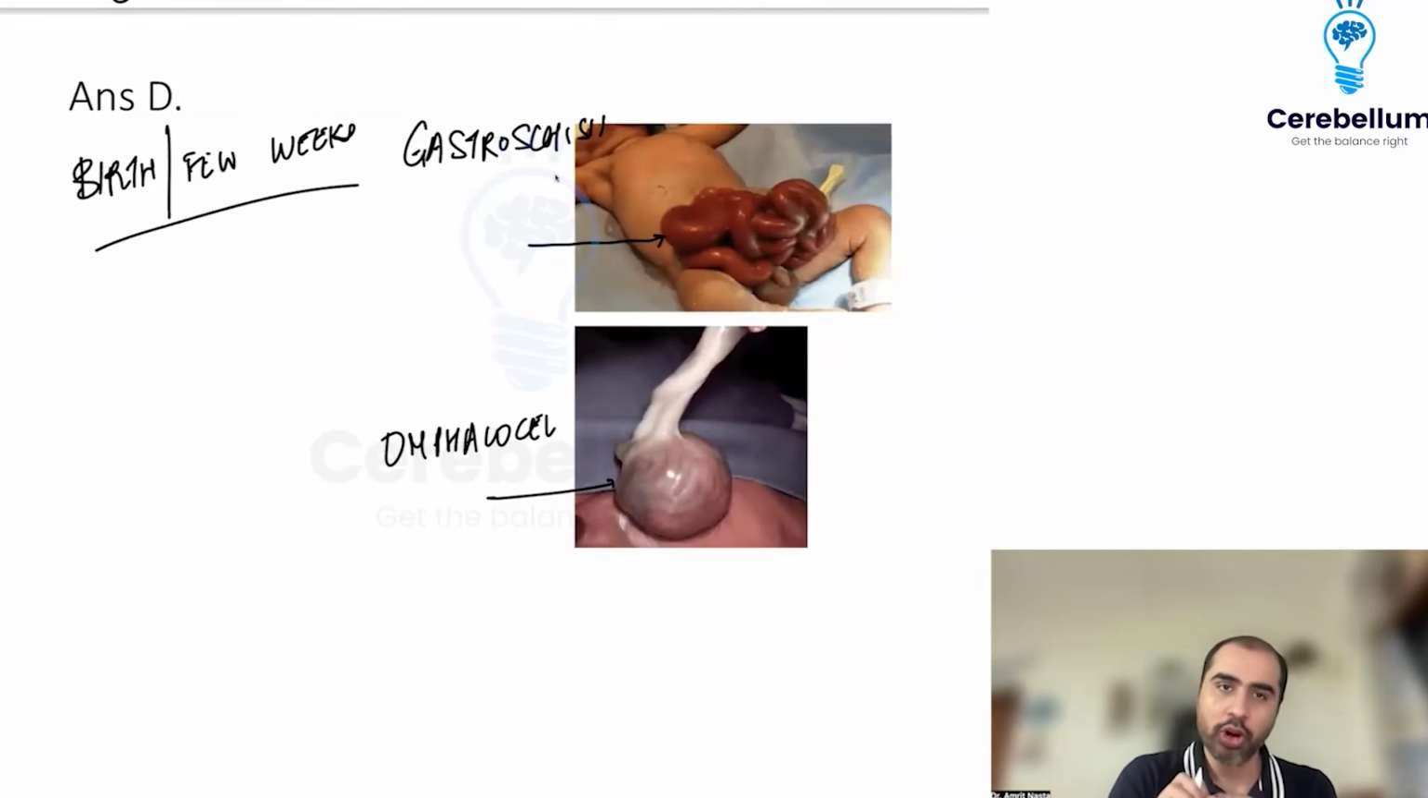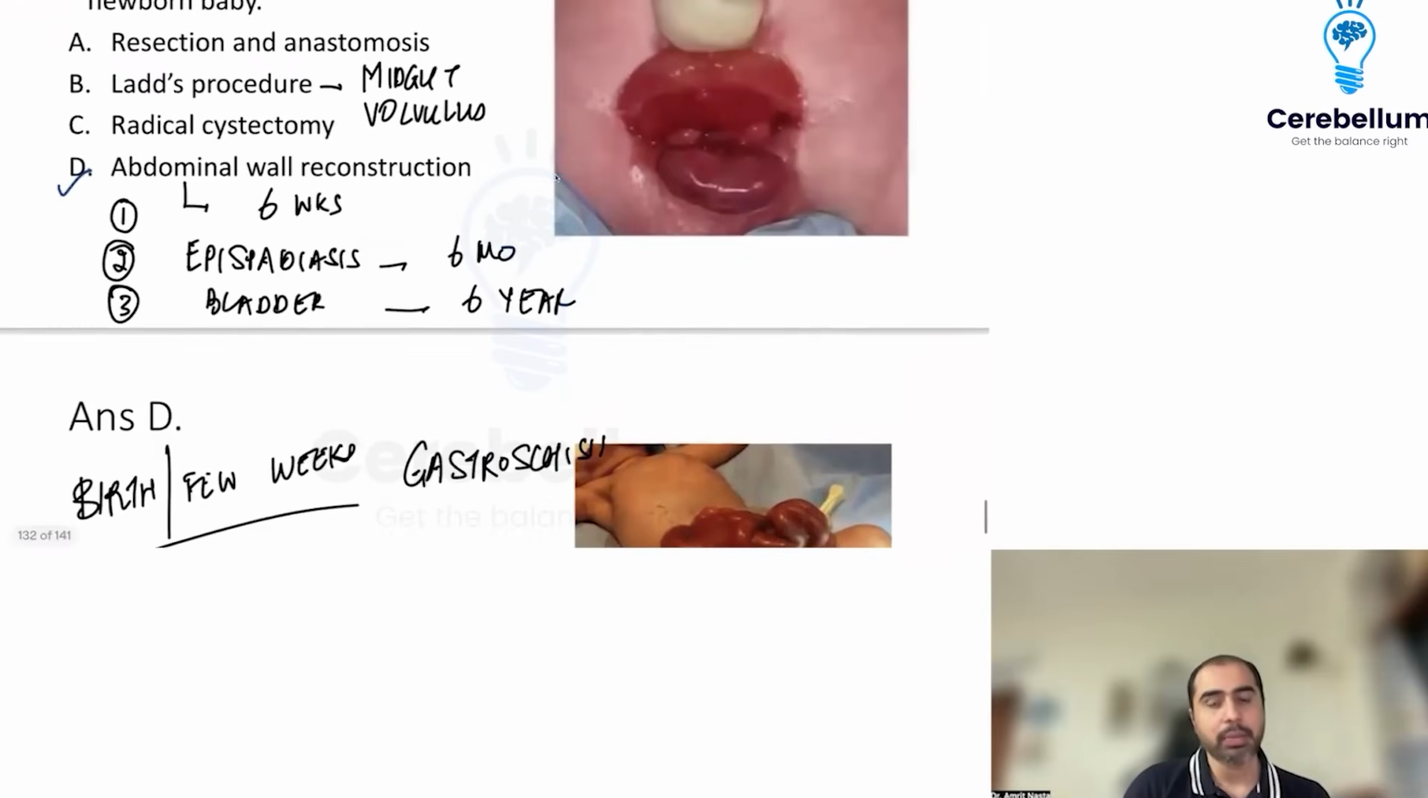You can't. So what do you have to do? Every few days under anesthesia, slowly you start putting the intestine inside over a period of time. And once it has gone inside, you stitch the abdominal hole. In the meanwhile, it requires a cover. You have to put a Bogota bag in the interim, till you do the repair.